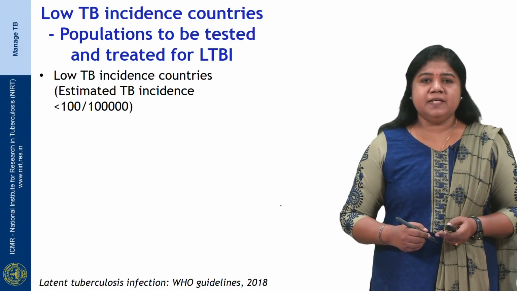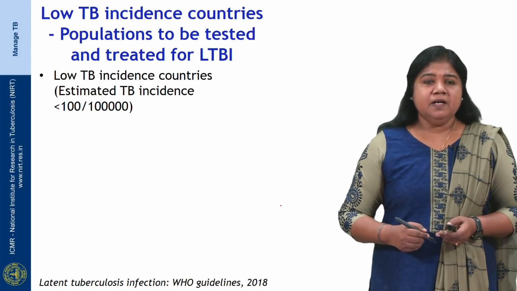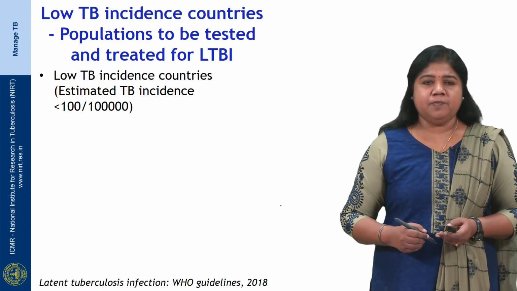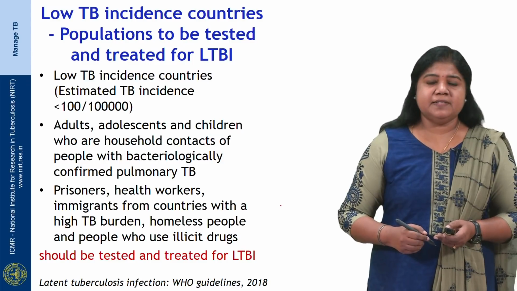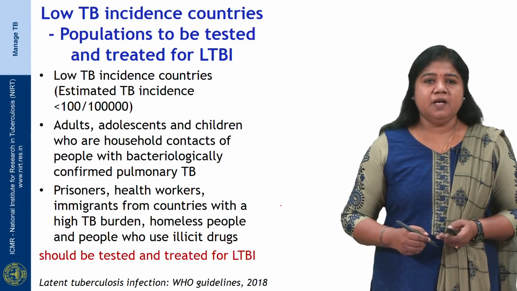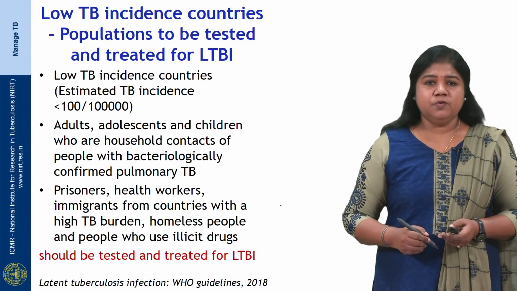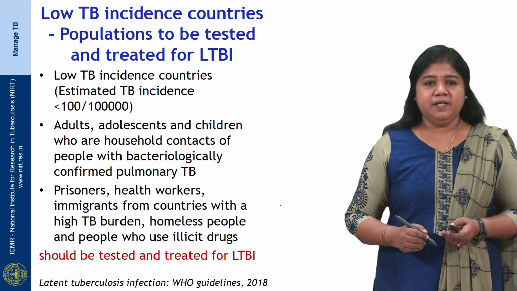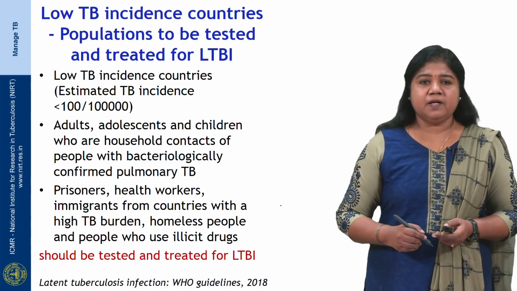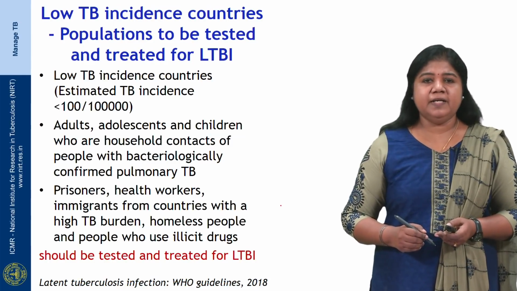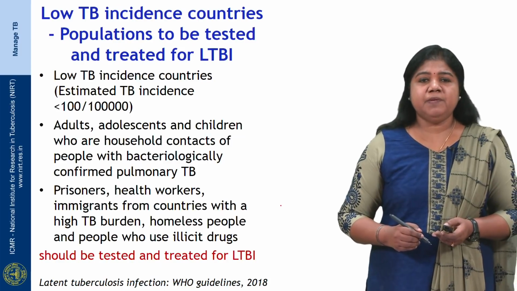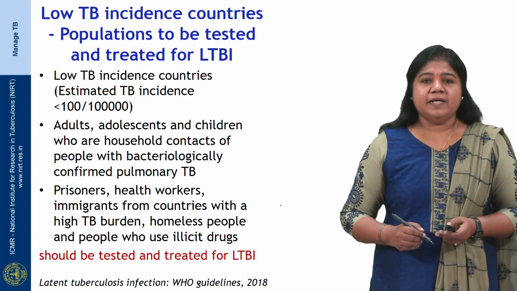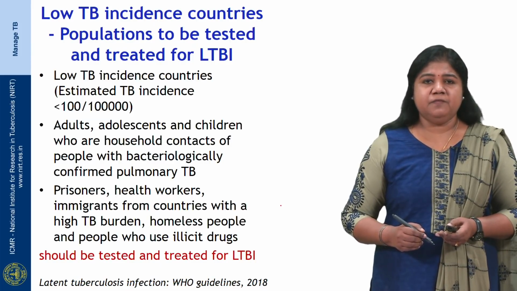In low TB incidence countries, where the estimated TB incidence is less than 100 per lakh population, the populations to be tested and treated for LTBI include adults, adolescents and children who are household contacts of people with bacteriologically confirmed pulmonary TB, prisoners, health workers, immigrants from countries with a high TB burden, homeless people and people who use illicit drugs. So, these groups should be tested and treated for latent TB infection.